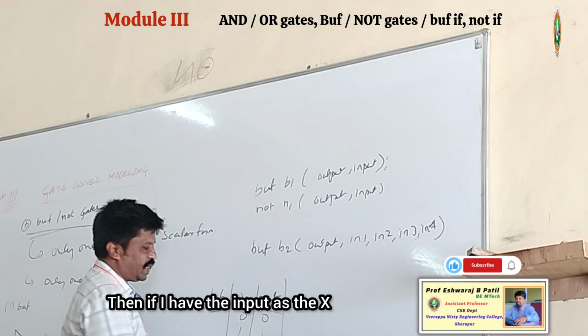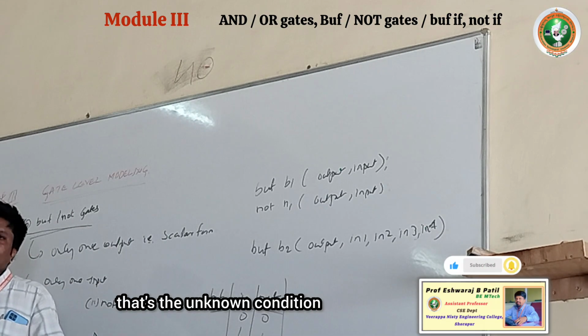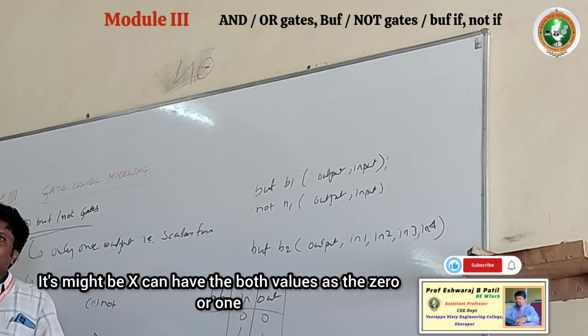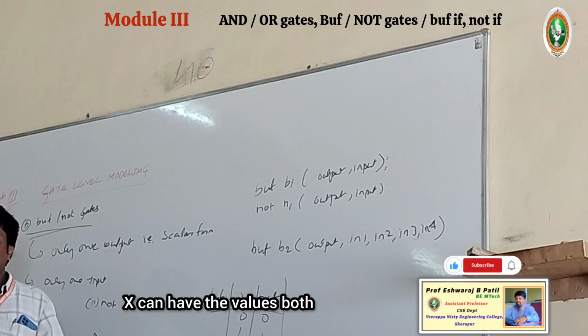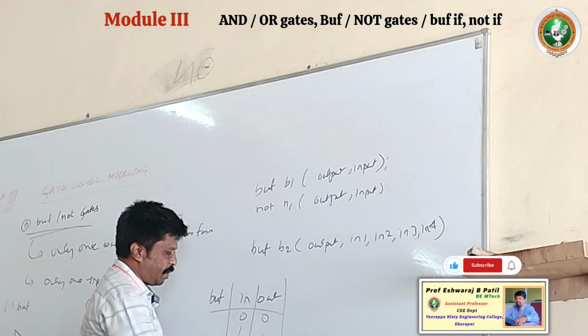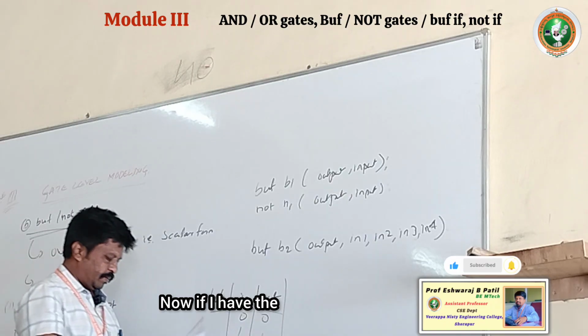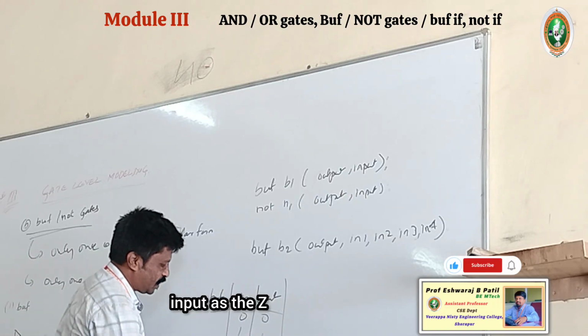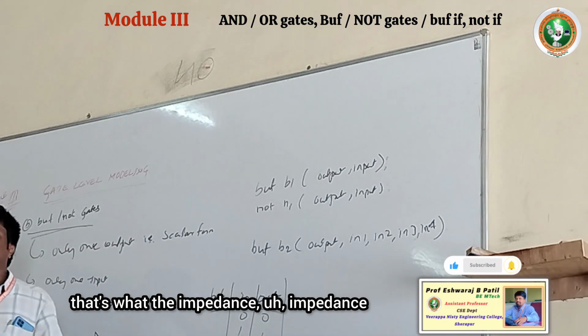If I have the input as x, that's the unknown condition, x might have both values, either 0 or 1. The output is the same as x only. If I have the input as z, that's the high impedance.